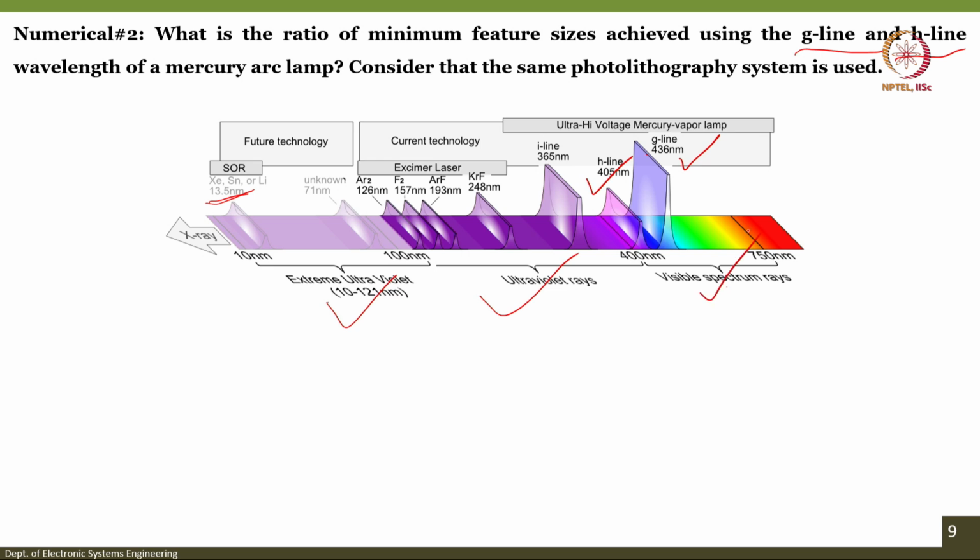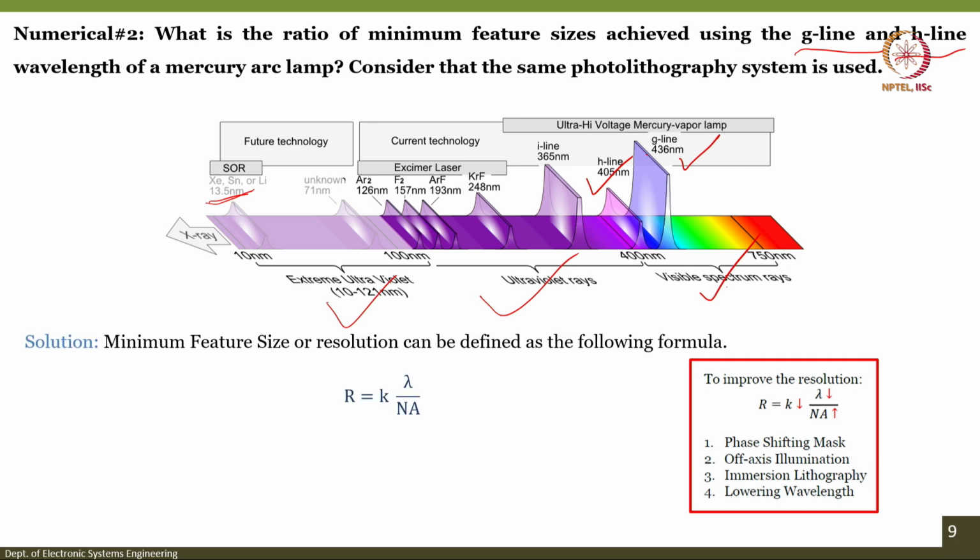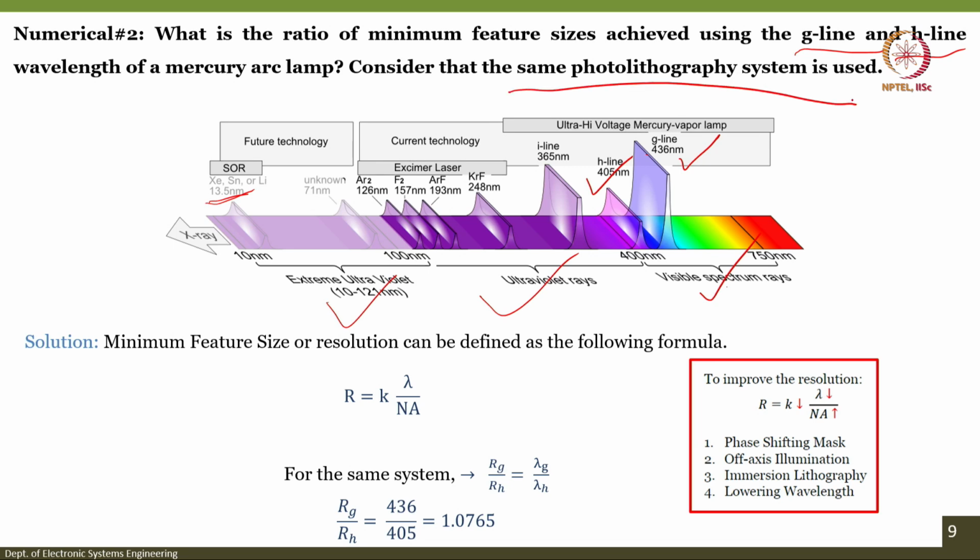Now let us see, the ratio of resolution is asked, and how to improve resolution you already know. Resolution definition, Rayleigh's resolution, you already know. Now for any system, the same system and beam are used, so you should always read what is given in the problem statement. Same photolithography system is being used, hence we can consider numerical aperture and K value constant. Then finally you just put the values, take the ratio and you will get a value. That's it, as simple as that.